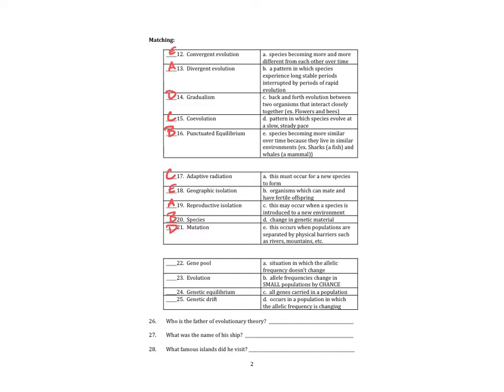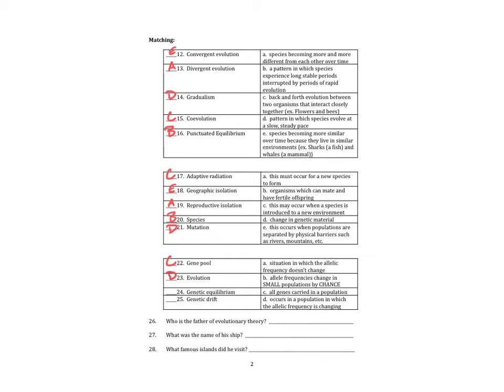And then number 22 is gene pool. So that's letter C. This is all of the genes carried in a population. So if you looked at humans, for example, the gene pool would be every different version of the genes that exist in humans. Number 23, evolution, is D. And this is what happens in a population when there's a change in the allelic frequency. So remember that alleles are the different versions of genes. If the frequency of those different traits changes, that means that evolution is occurring.